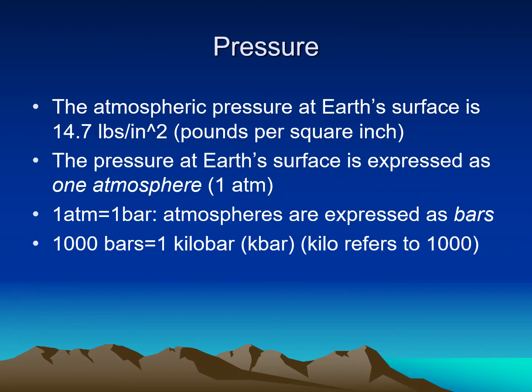Just some examples here of pressure. You don't have to write any of this down. The average atmosphere at Earth's surface is 14.7 pounds per square inch, psi. We could also refer to this as 1 atmosphere, the average air pressure at Earth's surface, at sea level generally. So 1 atmosphere could also be expressed as 1 bar.